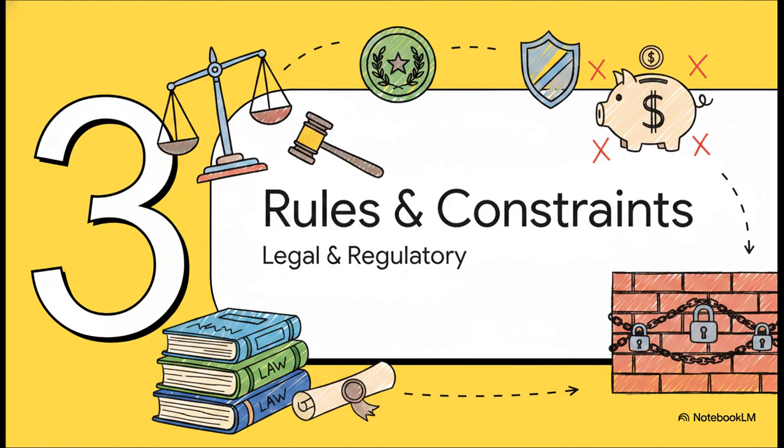Section 3, Rules and Constraints. We are now moving to our third and final chunk of dividend factors. These are the legal and contractual roadblocks companies face because, hey, you can't just pay out whatever you want. There are rules to follow.